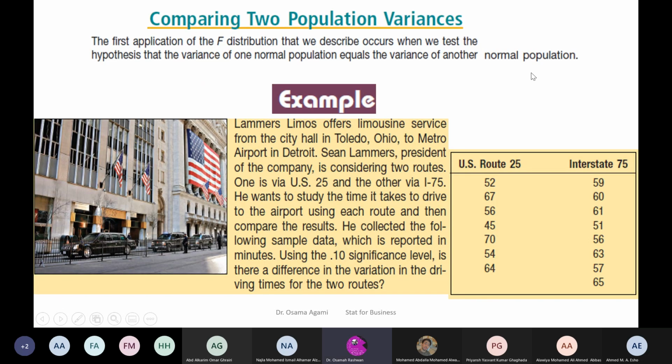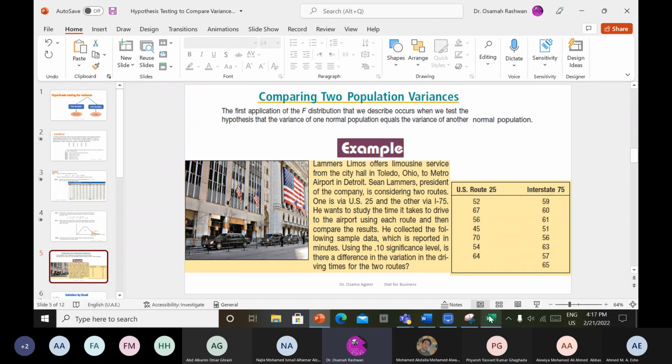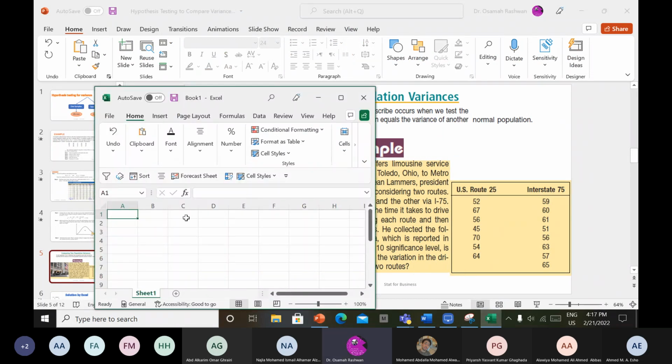We input this one in the table. Anywhere I can write US Route 25 in a column, and make it slightly bigger. And we have the other route, Interstate 75 data in this one.